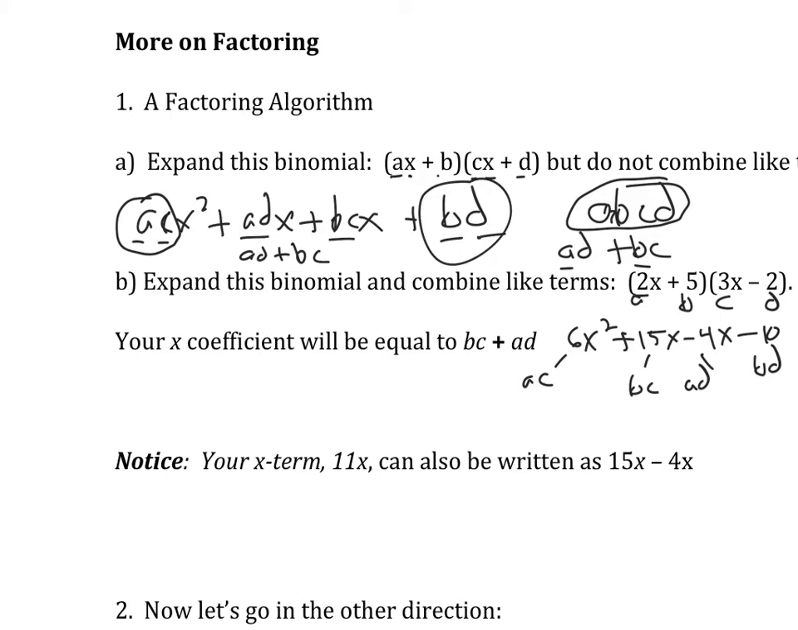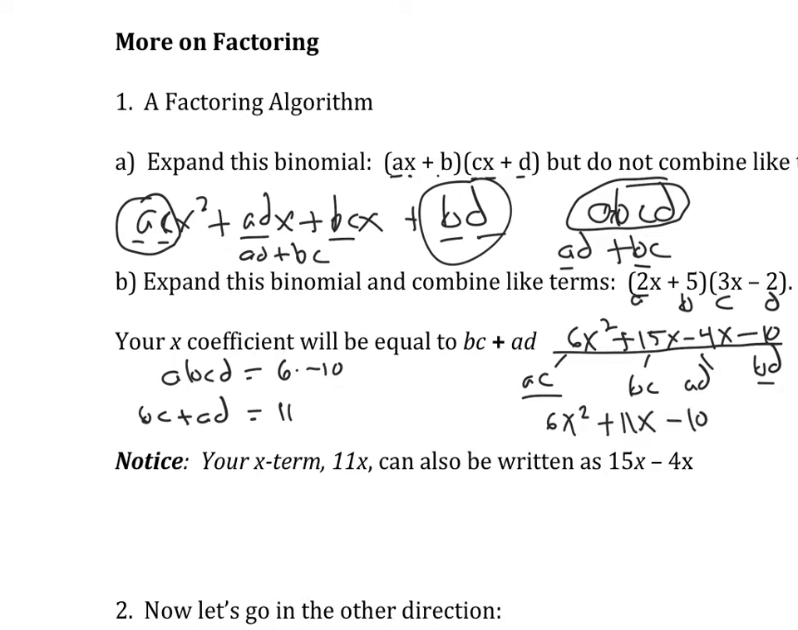So we know that we can also say that A times B times C times D is equal to AC times BD, or 6 times negative 10. We also know that BC plus AD is equal to positive 11. And so if we were just to write this in simplified form, we would get 6x squared plus 11x minus 10. We know that that can be factored. The question is, how do I get from here to the factorization?